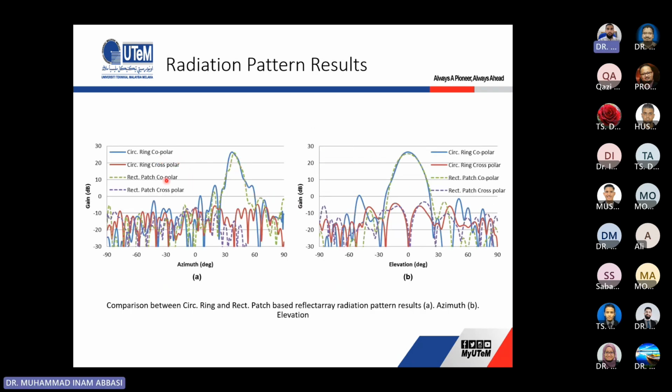Okay, so these are the cross polar and copolar. We got a very good cross polar, which is, I think, a difference of more than minus 30 dBs. We got a maximum gain of around 26 dBs for this design.